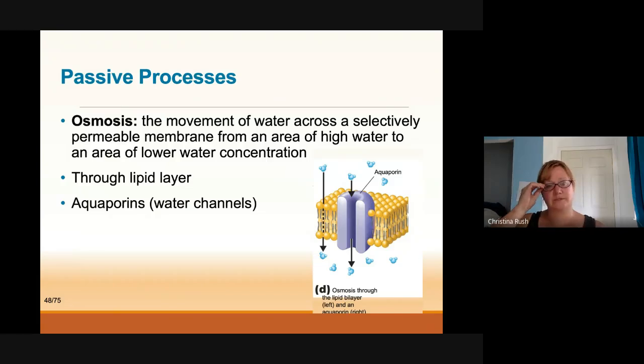So osmosis here is a passive process, and it specifically includes the movement of water across a selectively permeable membrane from an area of high water to an area of low water. However, that's going to be driven by the solute concentration. This is through the lipid layer. We have aquaporins, and aquaporins are water channels.